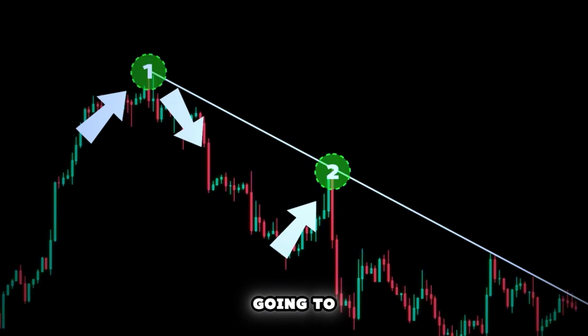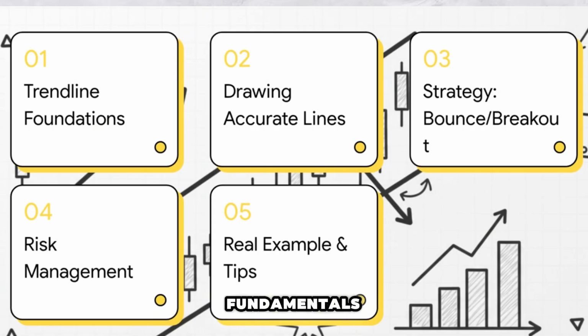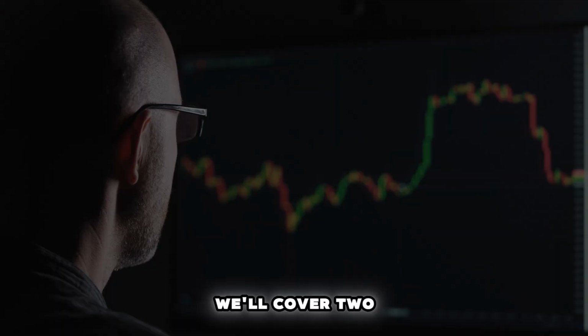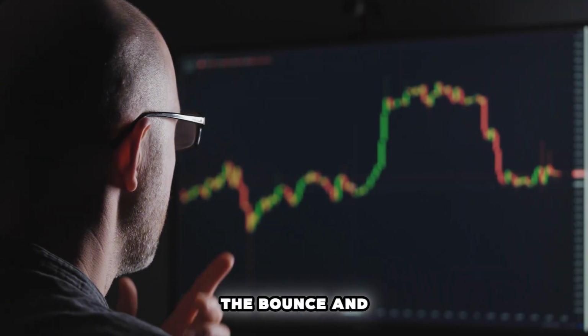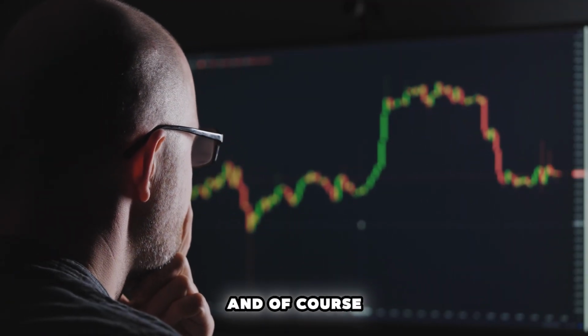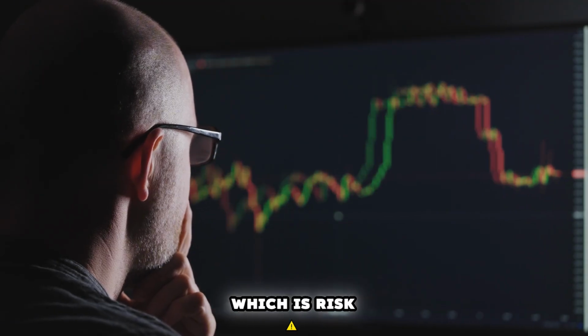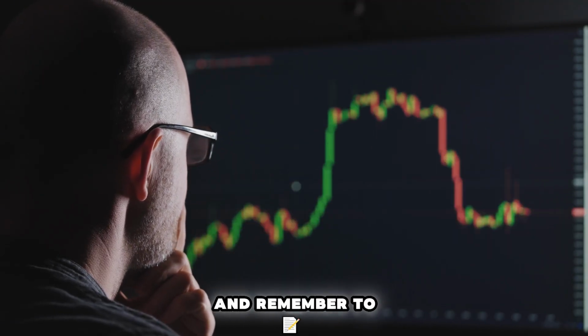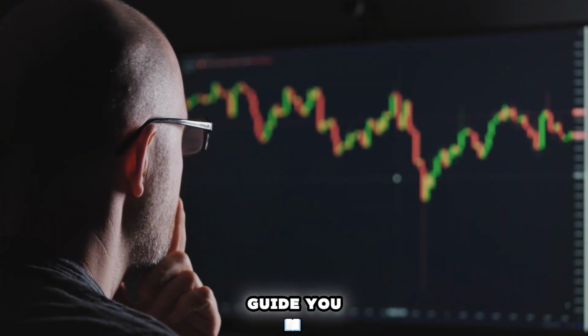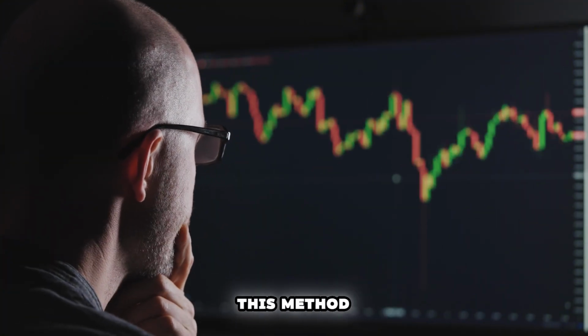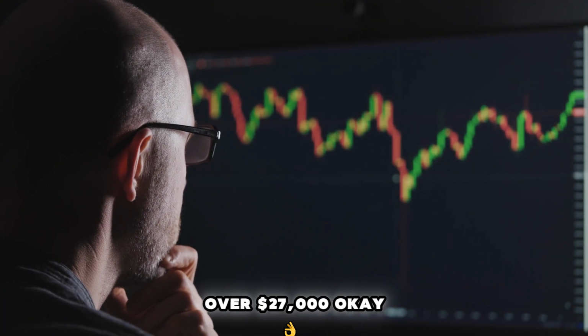So here's what we're going to explore. We'll start with the most fundamentals. Then, we'll delve into the details of how to draw these lines with high accuracy. Next, we'll cover two core strategies, the bounce and the breakout. And of course, we have to mention the most important part, which is risk management. And remember to tune in to the end, because I'll guide you through a real trade that used exactly this method to earn over $27,000.